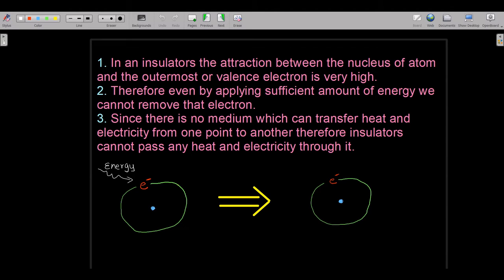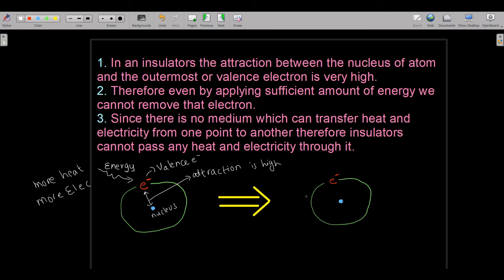Now the case of an insulator. In an insulator, the attraction between the nucleus of the atom and the outermost or valence electron is very high. The attraction between this valence electron and the nucleus is very high. Due to this, even after applying a high amount of energy, that means more heat or much more electricity, this electron doesn't move out of its shell because the attraction is very high. As you can see over here, the electron revolves around the atom, it does not move.